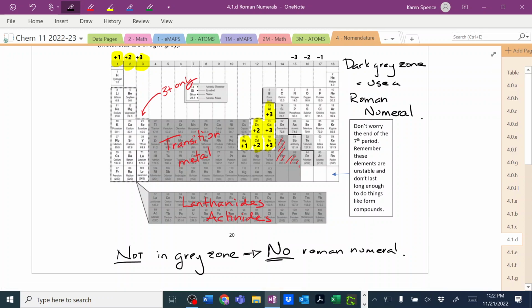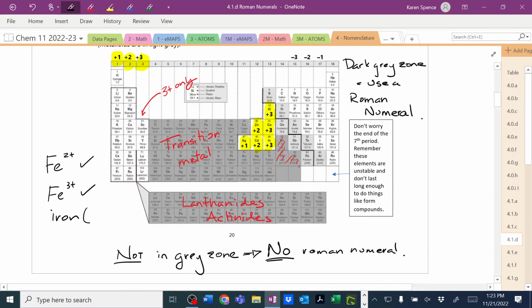And the reason that we use a Roman numeral is because, say for example, for iron, iron can be 2+, and that's okay. But iron could also be 3+, and that's okay. So if I just write iron, you're like, oh, well, what's the charge of iron? I just don't know, right? I would have to specify for you.